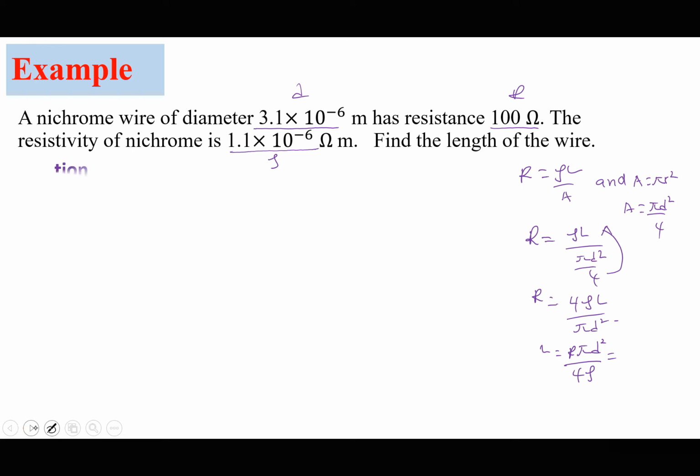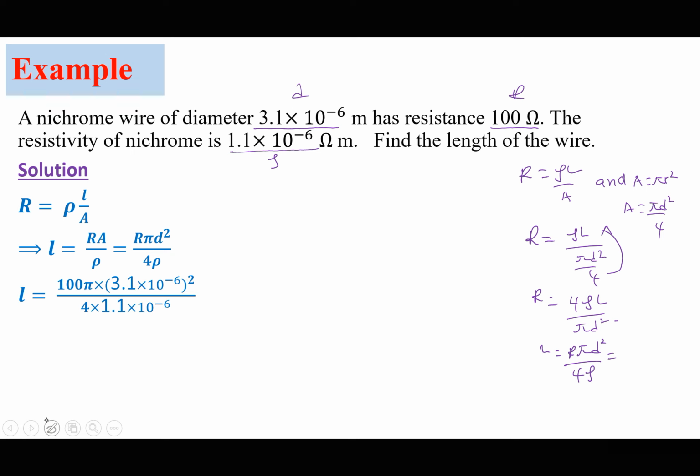So in our solution, resistance is equal to rho L over A, and when I make L the subject, L is going to be equal to R pi d squared over 4 rho. When I make substitution, R is 100 times pi times 3.1 times 10 to the power of minus 6, but it is squared, divided by 4 times 1.1 times 10 to the power of minus 6. And this gives me L as 6.86 times 10 to the power of minus 4 meters.